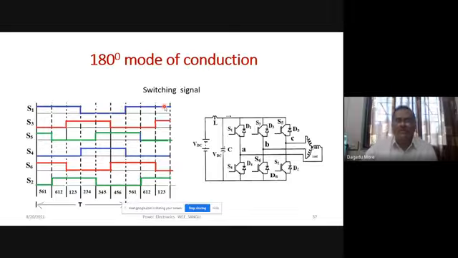So this is the S1 device, and in the same leg both devices should not be on simultaneously. S1 and S4 should not be on, otherwise the voltage source DC supply will be short circuited. To avoid that, S1 is on for 180 degrees. When S1 is on, S4 is off, and when S1 is off, S4 is on. So this is the case for the first leg.